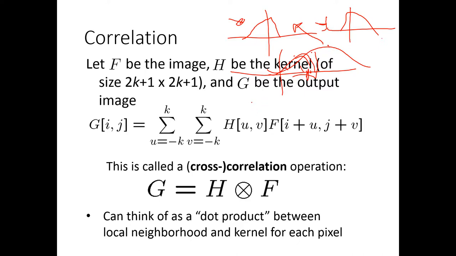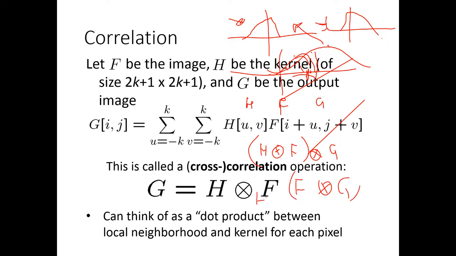When I have correlation, let's say I have three different functions, h, f, and g. I can think of h as the filter correlated with f, the image, but I can also think of f as another filter. So h correlated with f, and then correlated with g. The problem is I need to be very careful when I write something like this, because correlation is not associative. What we mean is that the order matters. Whether you do this first or this first, you don't get the same thing.